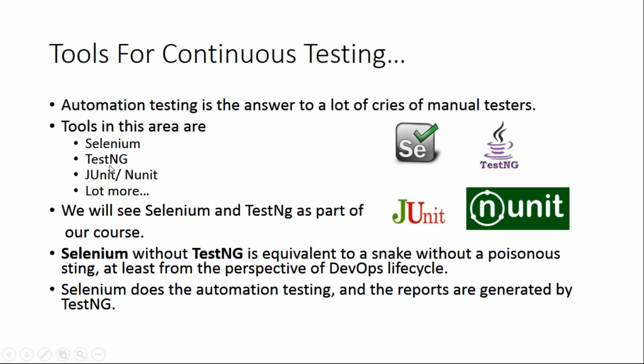Selenium, TestNG, JUnit, NUnit, which is there for Visual .NET code. A lot more are there. But in case of testing, what is the difference? Here you need to test, then you have to generate a report. So the reporting tool and your testing tool are both part of the DevOps cycle. Selenium will test your functionality and TestNG will give you the result. We'll see Selenium and TestNG as part of our course.